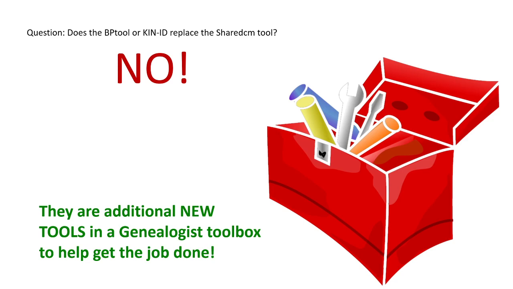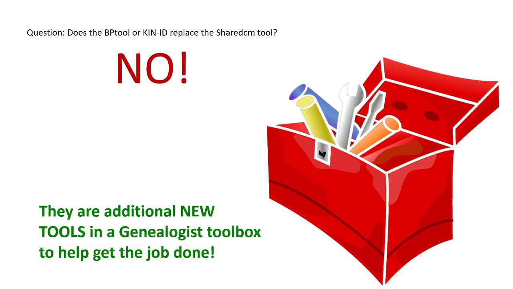There are additional new tools in our toolbox. I think of Watto as a hammer. And I think the Shared Centimorgan tool is like a screwdriver. And I think the ball and pattern tool is like a saw. Now, you can use the hammer and the screwdriver and cut a board, a 2x4. It's going to be a jagged edge. You want a saw. Now, for other things, you don't want a saw. If you're wanting to screw into something, a saw is not a good tool for that.